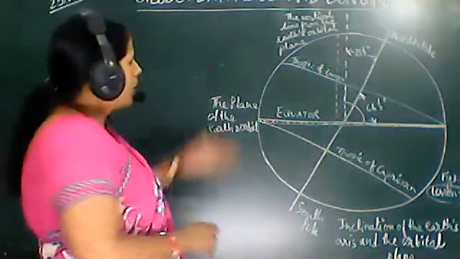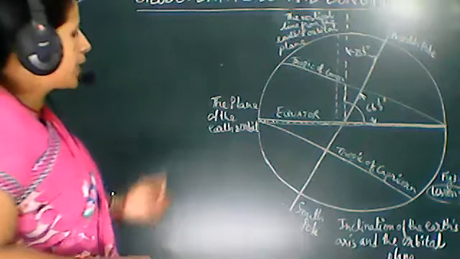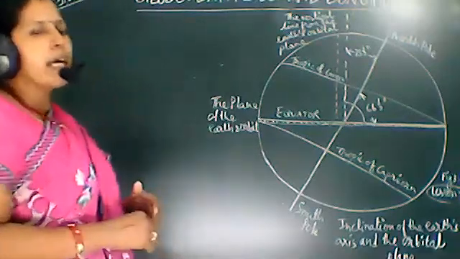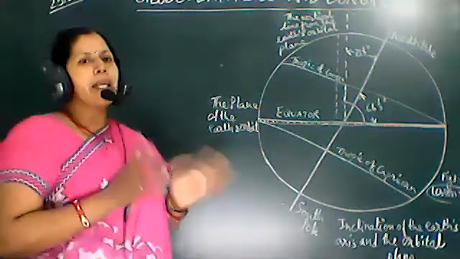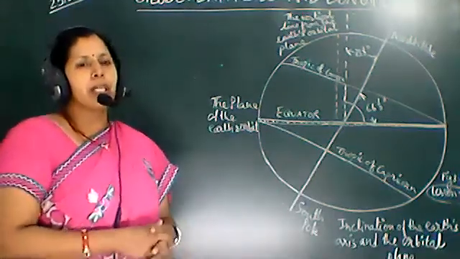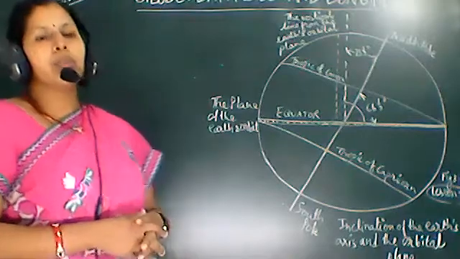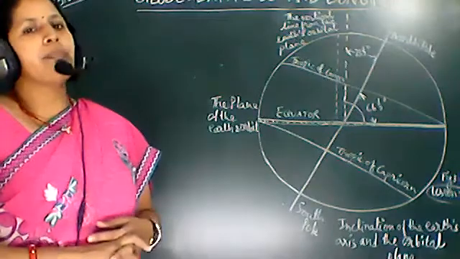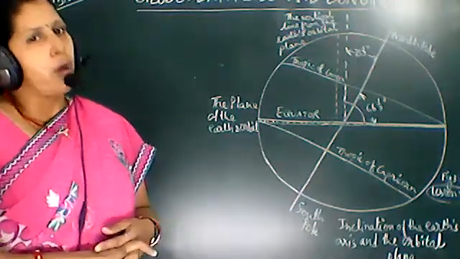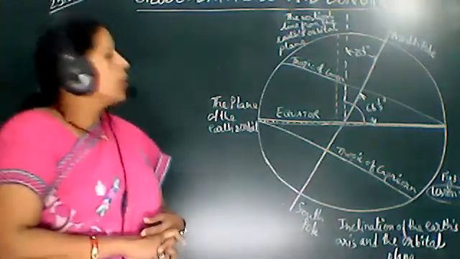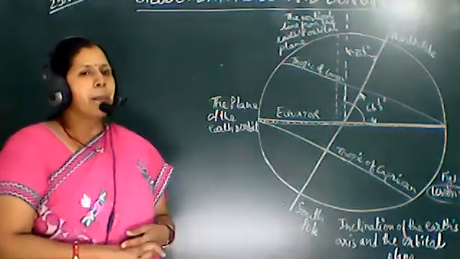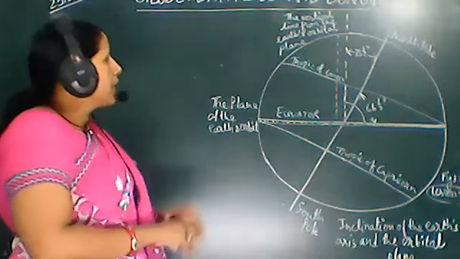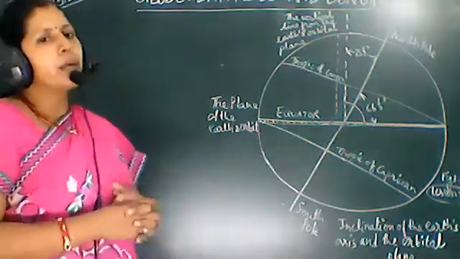This is a rough sketch of the inclination of the Earth's axis and the orbital plane. In our previous chapter we studied that all the planets of the solar system revolve around the sun, and they move in their fixed elliptical path known as the orbit. Each of these planets is moving.